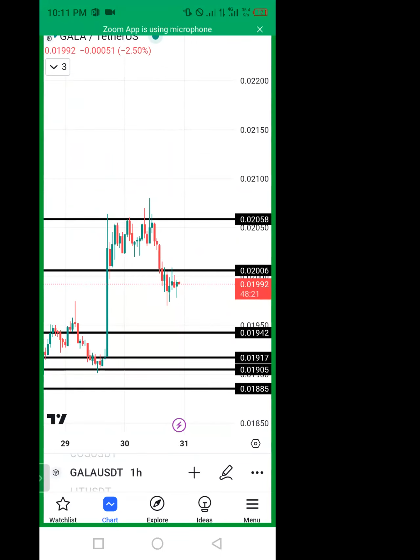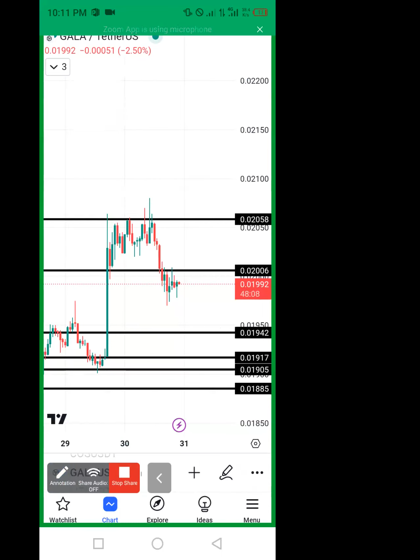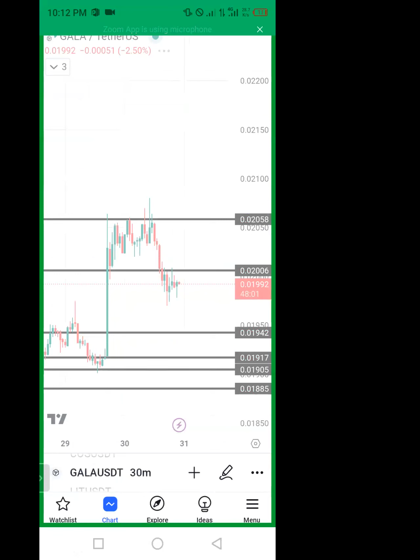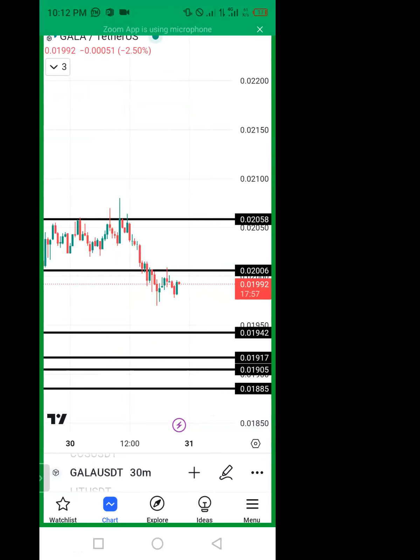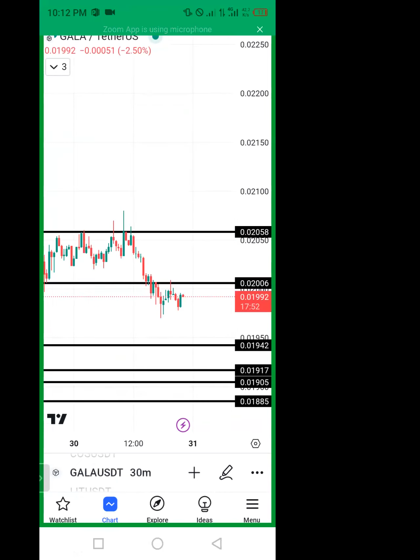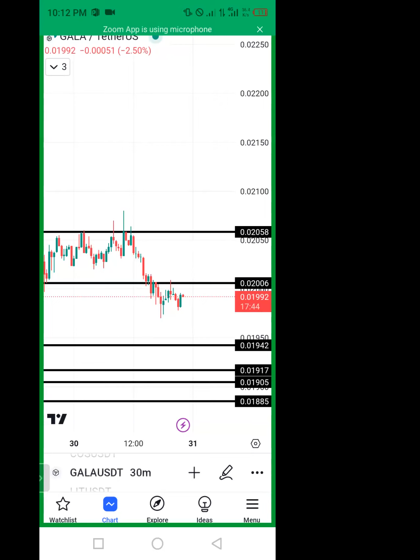Now let's look at this structure, people. That is 1 hour. Now, if we go and look at the 30 minutes time frame, you are going to see how these candles look. If you can see the difference, when we were looking at 1 hour, the candles were still somewhere up here. But in 30 minutes, it is showing us the market is dropping.